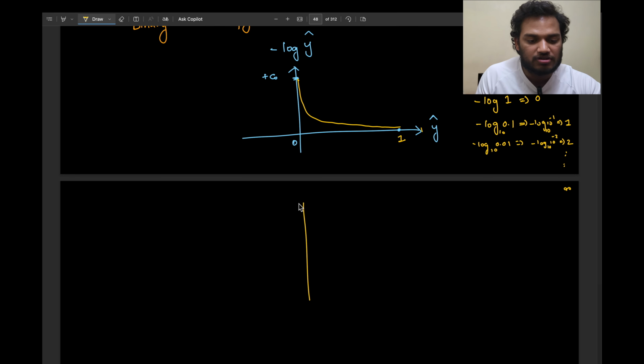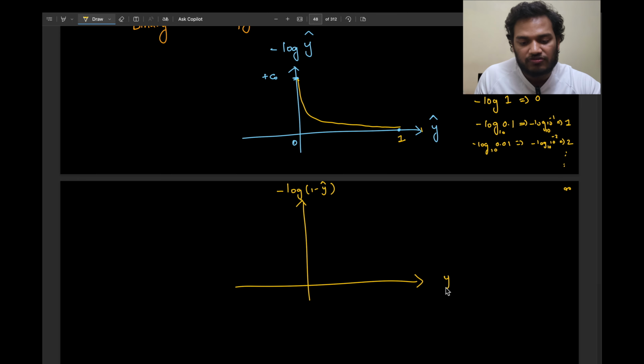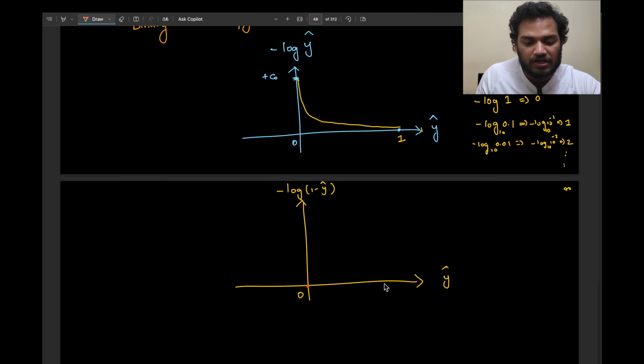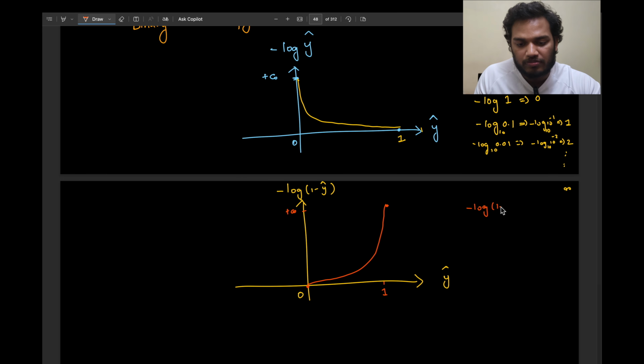Now let's check this minus log of 1 minus y cap as well. This will just work in the reverse way, right? Whenever y cap is 0, the output of this will be 0. And whenever it is 1, it will give output as plus infinity. That means it will be over here. So it will connect these two, and it will look something like this. So this is the curve of minus log of 1 minus y cap. For this, if we give 0, it will be log 1 and it will output 0.